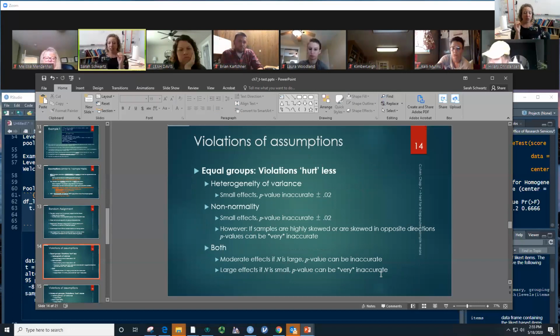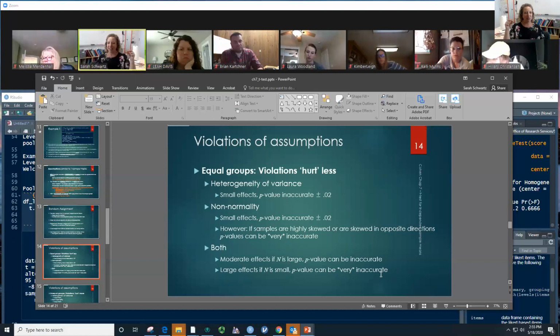If you have equal size groups, your violations to assumptions hurt less. Even if you don't have exactly the same spread, if your groups are the same size, it's not as problematic. Always equal size groups is more powerful and more resilient to violations of assumptions. This is why when we plan studies, we always want to plan for our groups to be the same size.